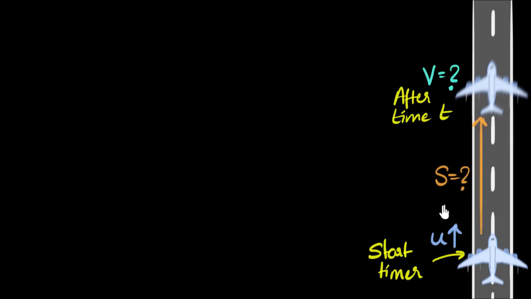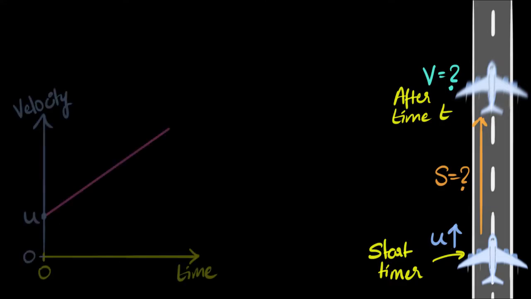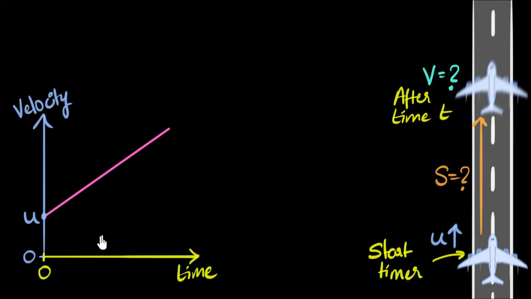And because questions like these are very common, let's build equations to calculate these things. And one of the ways to calculate them and build equations is by drawing a velocity time graph. Look at this graph. It's also telling us the same story. When we start our timer, that's when time is 0, the velocity of the aeroplane is u. And after time t, the new velocity of our aeroplane is v.